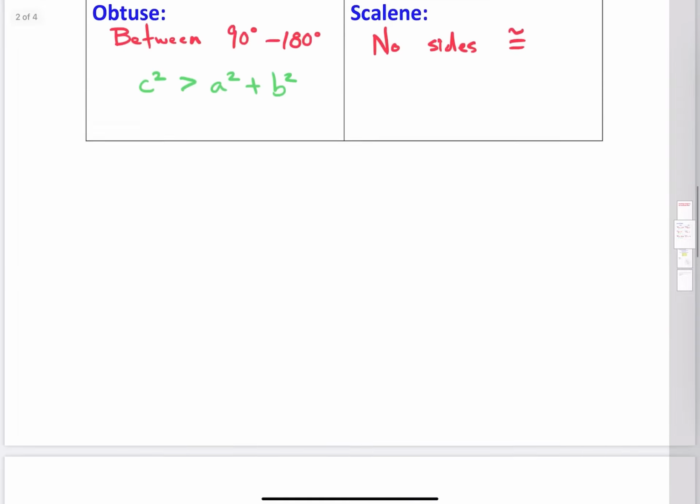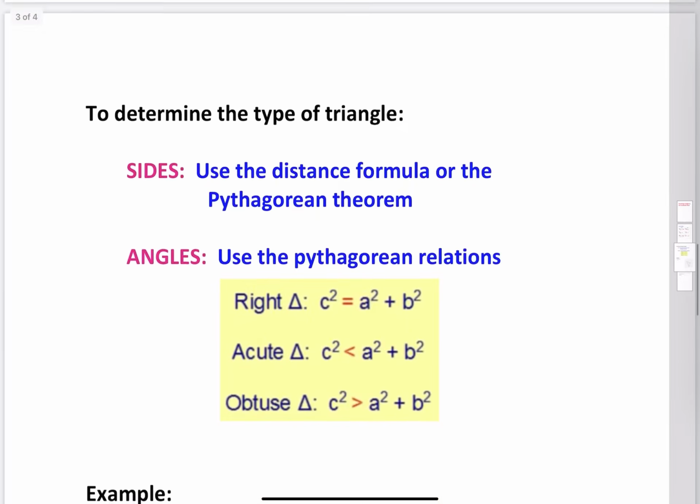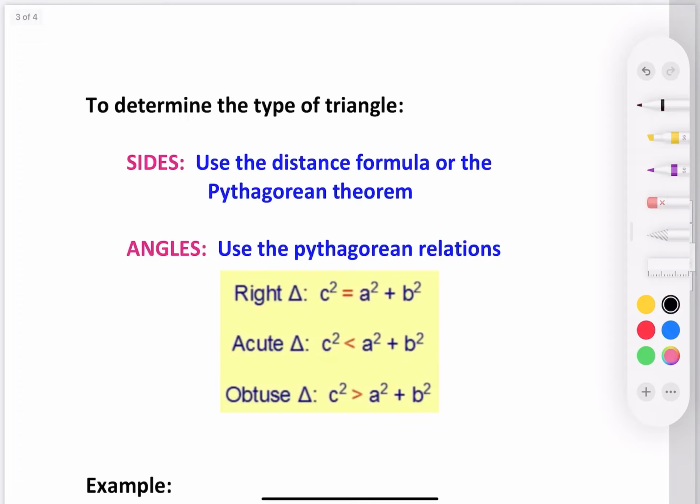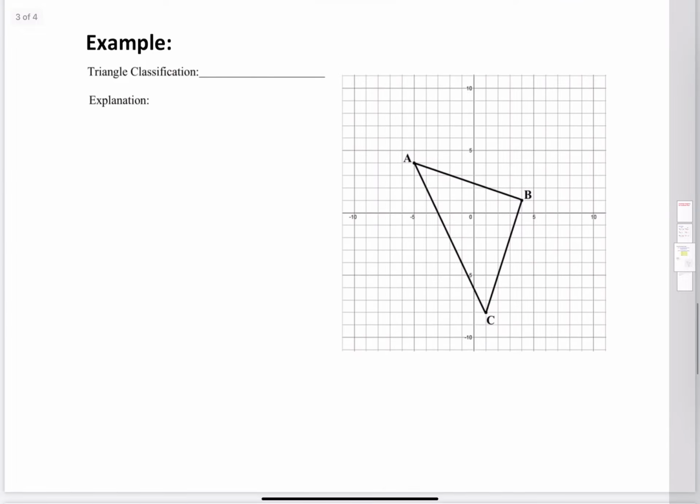Now, in order to do that, we want to be able to check out our sides, and when we check out our sides, we want to be able to use either the distance formula or the Pythagorean theorem. We're going to be doing both today when we take a look at a couple of problems. And when we take a look at the angles, again, we're going to use the Pythagorean relations in order to check to see if it's a right triangle, an acute triangle, or an obtuse triangle. So let's take a look at our first example.